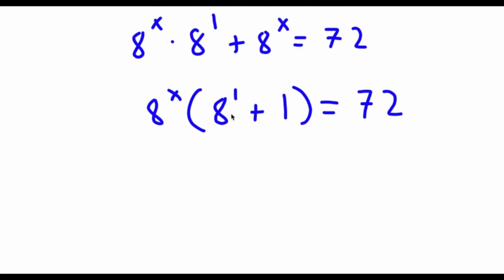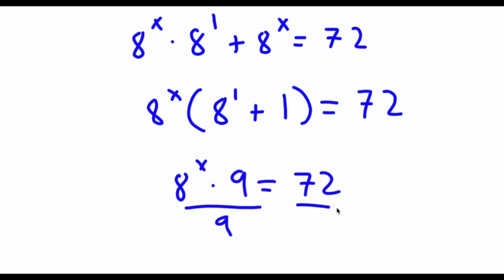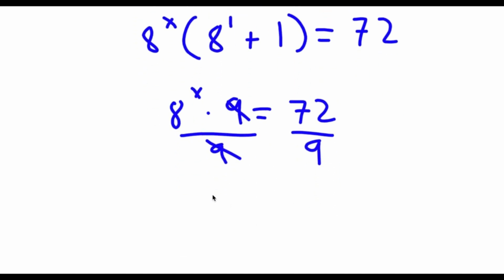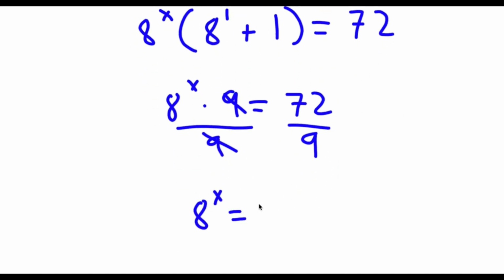Now, 8 to the power of 1 is the same thing as 8, so 8 plus 1, that's going to equal 9. So I have 8 to the power of x times 9 is equal to 72. Now I'm going to divide both sides by 9, so these two cancel out. Now I'm left with 8 to the power of x is equal to 72 divided by 9, which is 8.